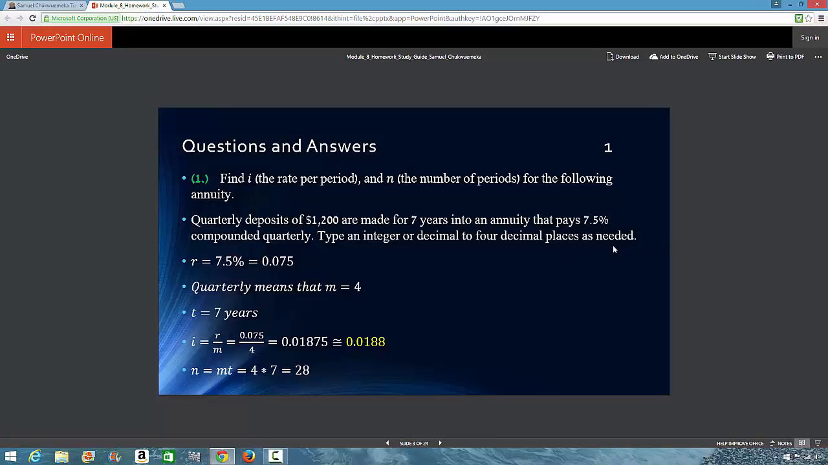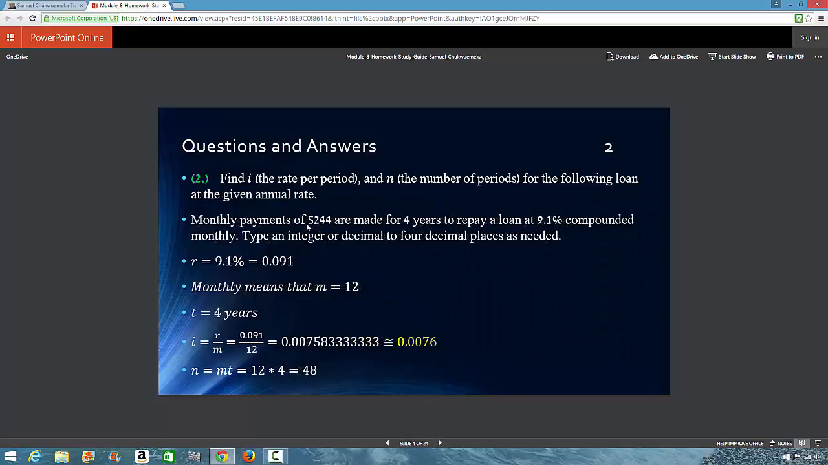We talked about this in prior module videos. As needed means if your answer is in 2 decimal places, that's fine. You can leave it like that. But if your answer has more than 4 decimal places, like 5 or 6 or 7 decimal places, then you round to 4 decimal places. That is what as needed means. Then the number of periods is MT, the number of compounding periods per year times the time in years. And that gives you 28.